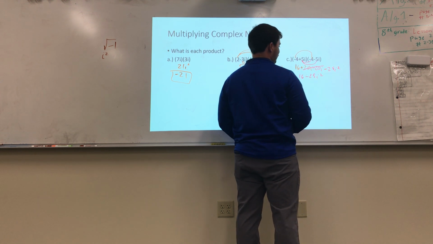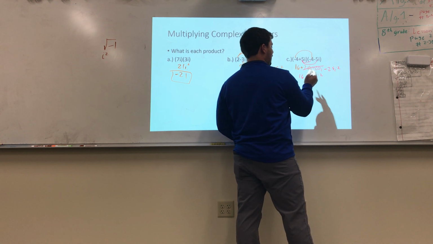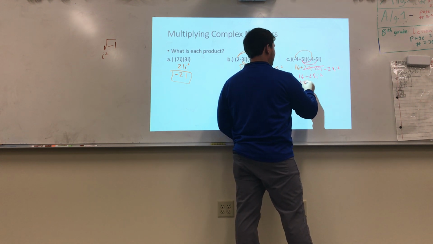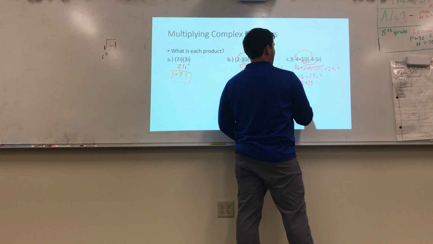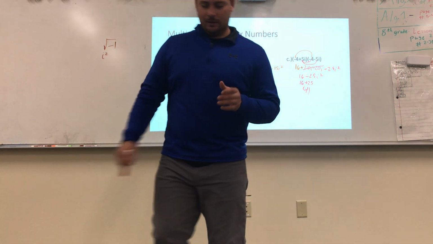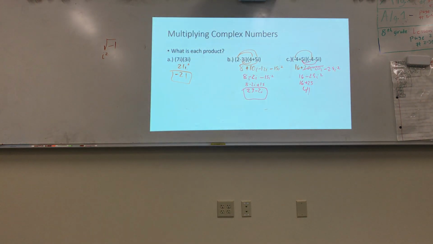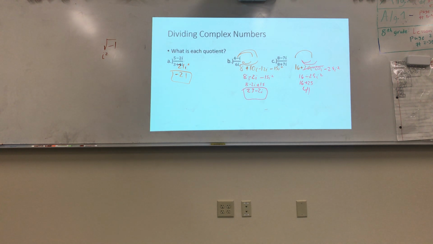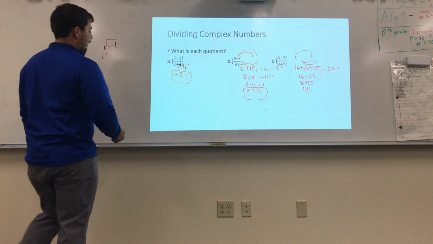i to the second, if you recall, is negative 1. Negative 1 times negative 25 is going to give me a positive 25. Add those together and I get 41. That is how you multiply imaginary numbers. All right.